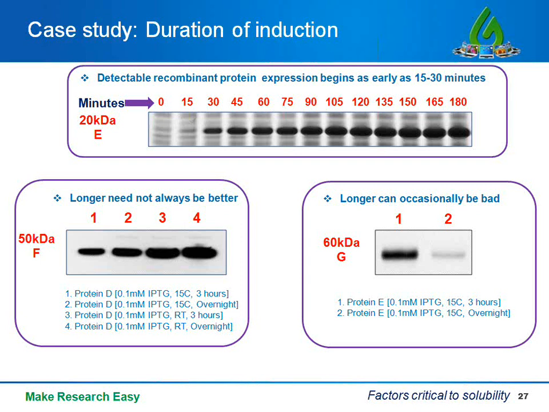Now this time point would be target specific, so it may be useful to perform a small scale study to determine what the best time to harvest your cells is. So in case of protein E on the top, you can see that the target protein starts accumulating as detected on a Coomassie stain gel as early as 30 minutes.